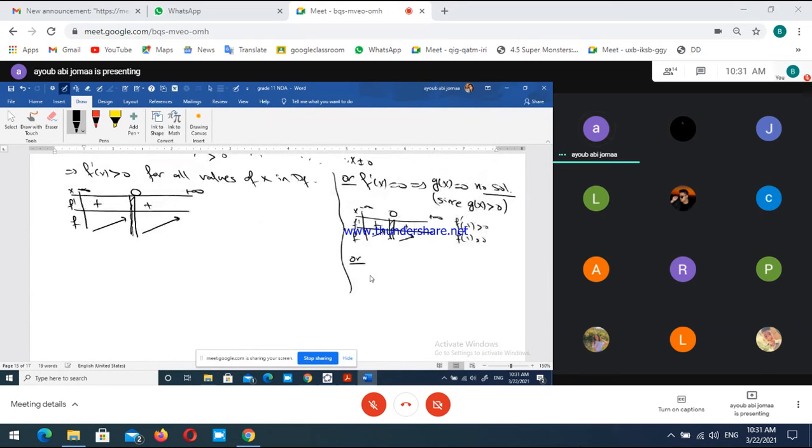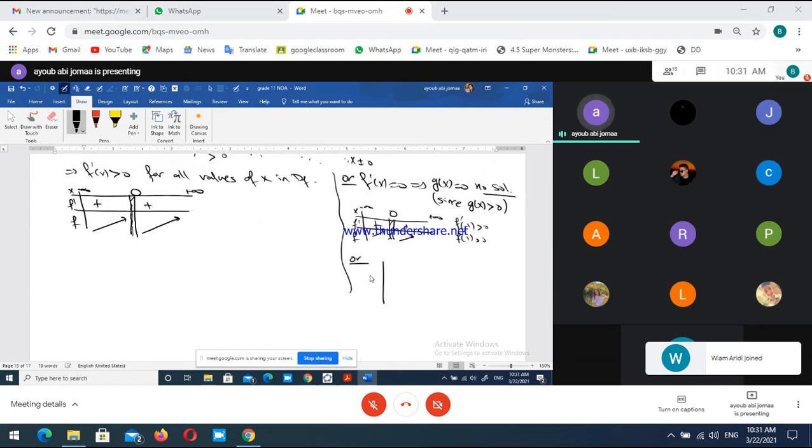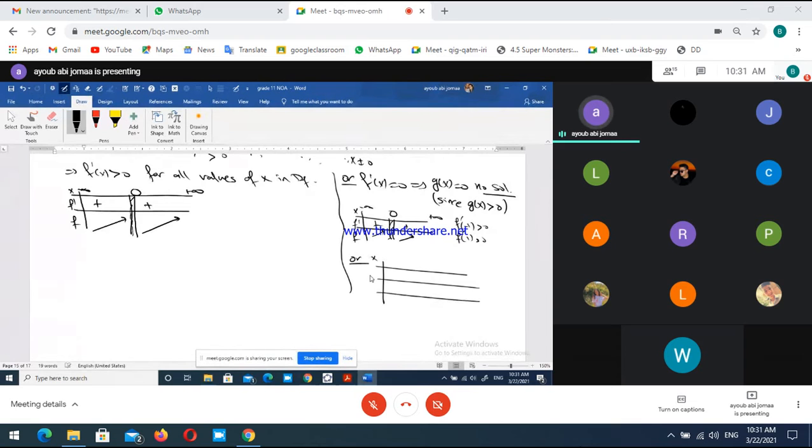Or you can write the following: x, g of x equals 0 has no solution, so we only have 0, the root of x power 4, the denominator, and then the ratio, which is g of x.